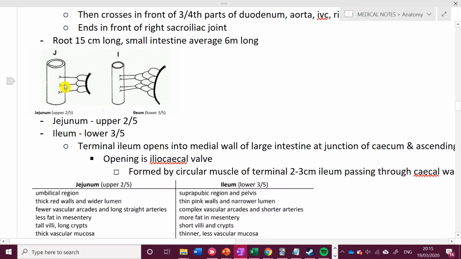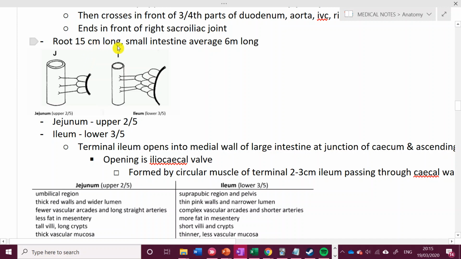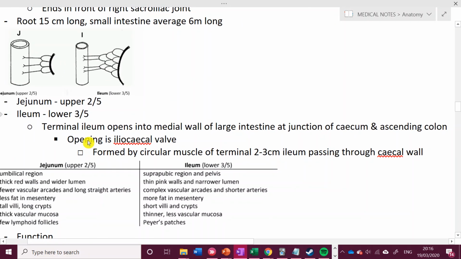The root is relatively short, 15 centimeters long, whereas the small intestine is very long. If you stretched it out in the average human it would be about 6 meters long. This is what the different parts of the small intestine look like. The upper 2/5 of the small intestine from the pylorus is the jejunum, and then the lower 3/5 is the ileum. There are various differences between these 2 parts.